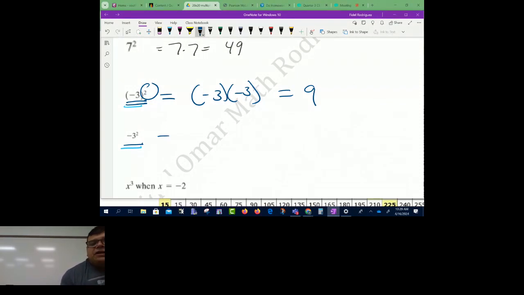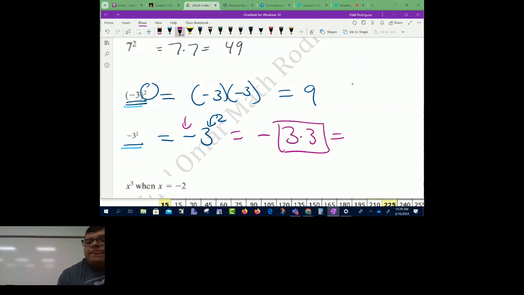But this one does not have parentheses. So when I see something like this, the 2 is only for the number 3. It is not for the negative. That means I write the negative once. But then I write the number 3 twice. And I say, look, I know what 3 times 3 is. 3 times 3 is 9. But because of this, that makes it into a negative 9. Okay. So if I don't have parentheses, the exponent is only on the number. And the negative is just written down that one time. Okay.